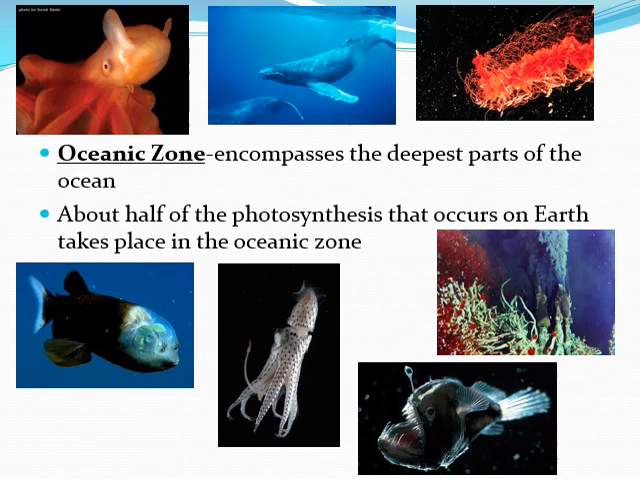So we still have a lot of photosynthesis that takes place in the top part of the oceanic zone. Remember, as you get deeper down into the oceanic zone, there's not going to be sunlight.